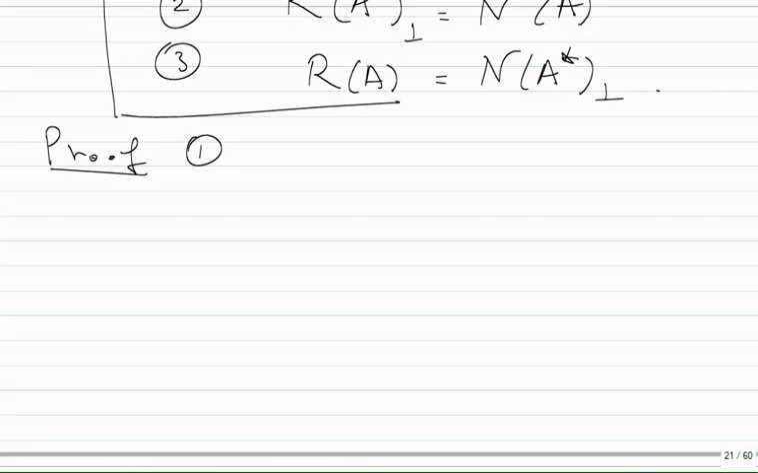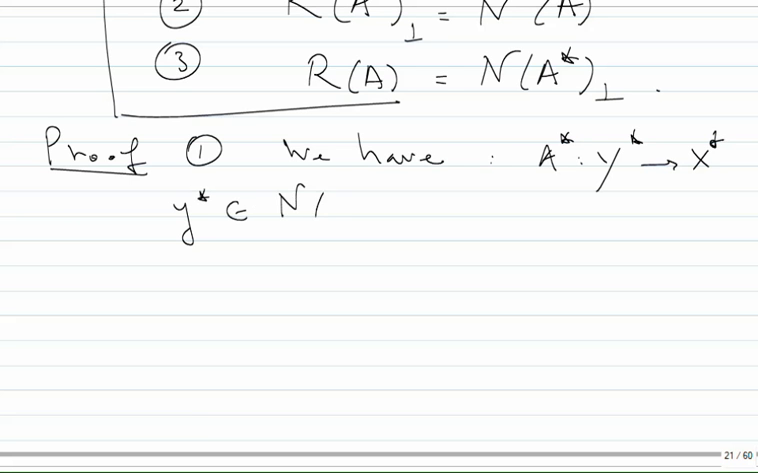So let us do the proof of one. Remember the null space of A star. A star goes from where? It goes from Y star into X star. So the null space is in Y star. So let Y star belong to the null space of A star.